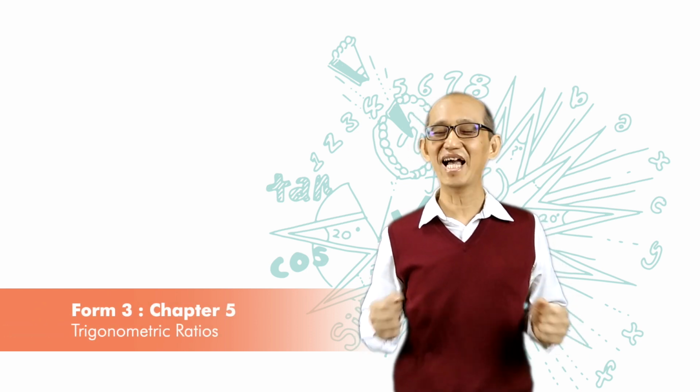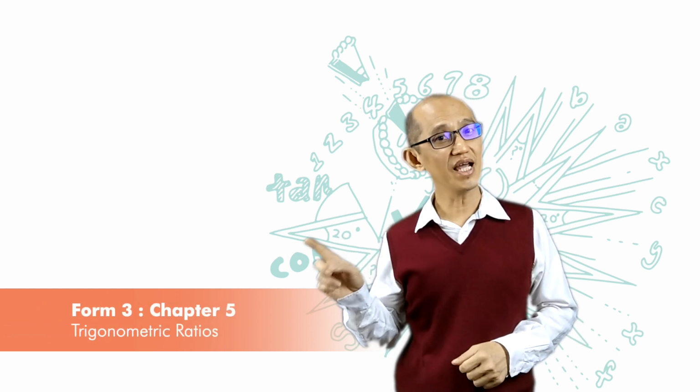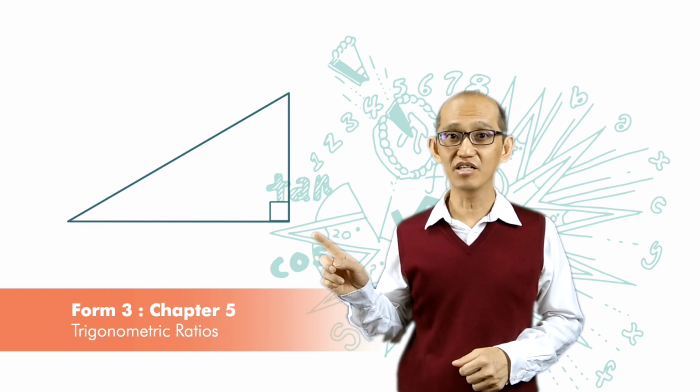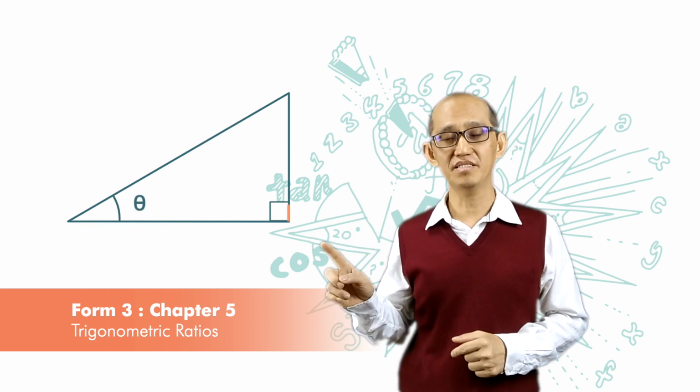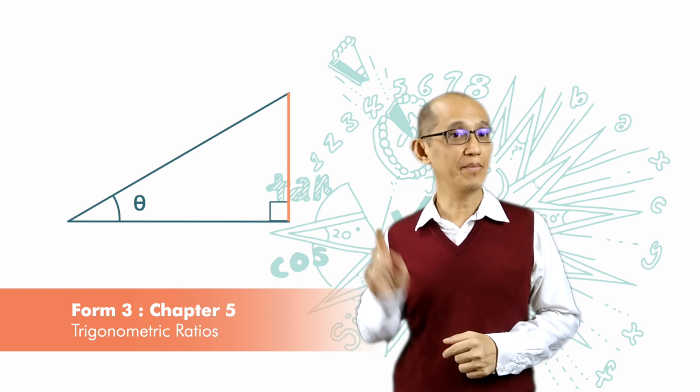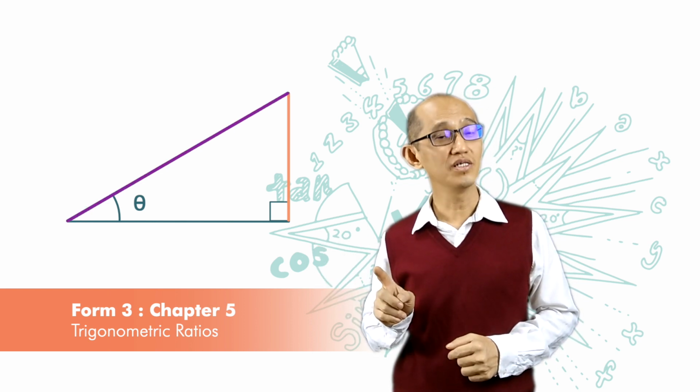We have just learned about sine. Now in this right angle triangle, there is an angle theta. The ratio of the opposite side to the hypotenuse is called sine theta.